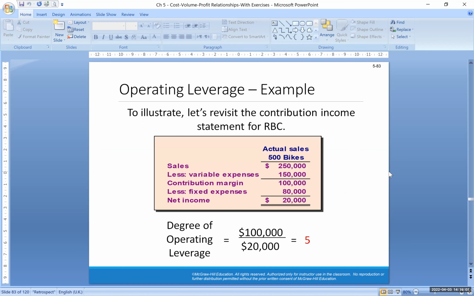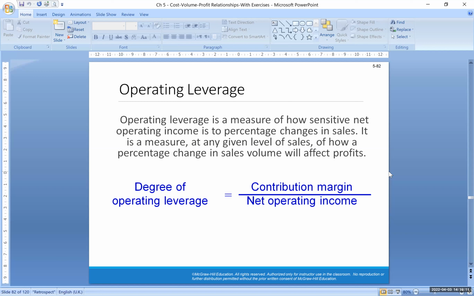The degree of operating leverage is calculated by the contribution margin divided by the net operating income. Simply, contribution margin divided by the net operating income. This will give me the degree of operating leverage.